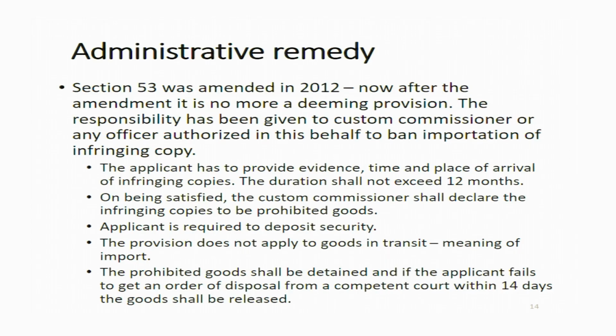Section 53 of the Act was amended in 2012. Now it says that if there is a person who apprehends, anticipates that there will be infringing copies of his work arriving into India, he may write a complaint to the Custom Commissioner, requesting the Custom Commissioner to declare those infringing copies to be prohibited goods. He has to mention the place where he is anticipating arrival of his infringing copies. He will have to mention the duration within which he is anticipating arrival of his infringing copies. That duration shall not exceed 12 months.